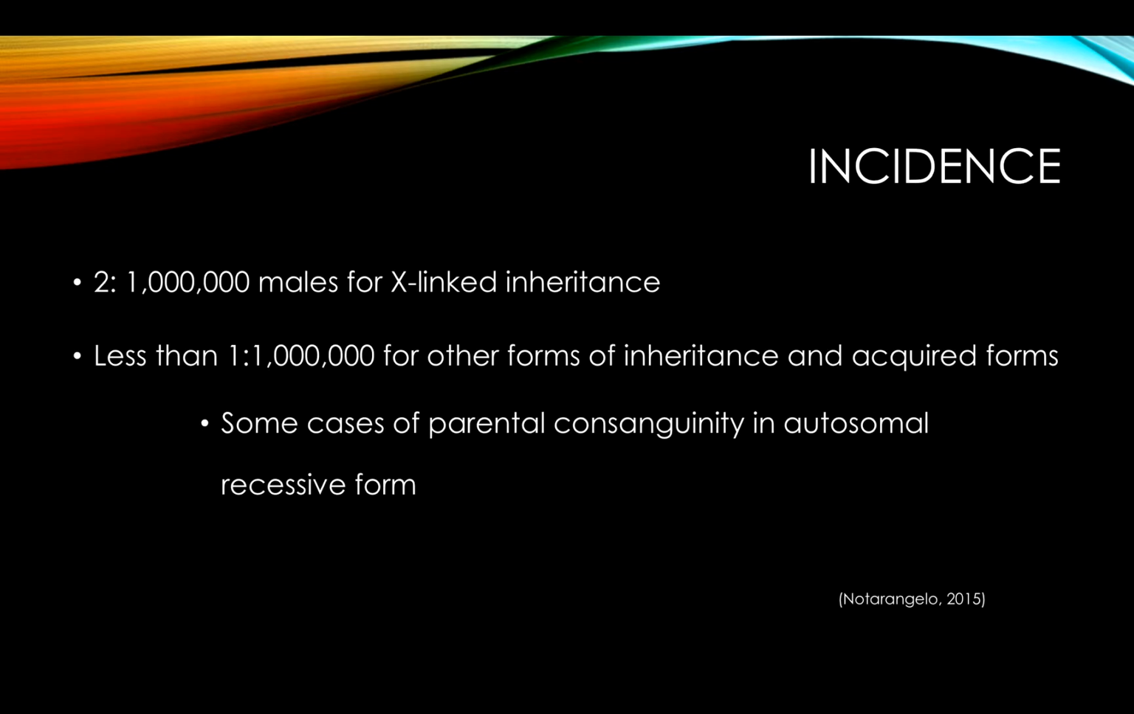This disease is so rare, in fact, that the X-linked form affects 2 in 1 million males, and the other forms affect less than 1 in 1 million people. And parental consanguinity could be a factor in inheriting this disease, especially in the autosomal recessive form.